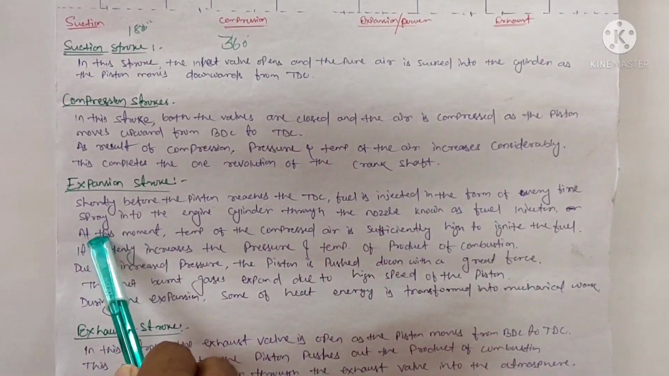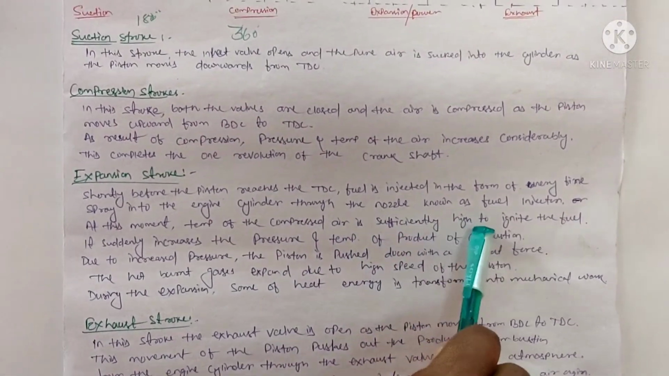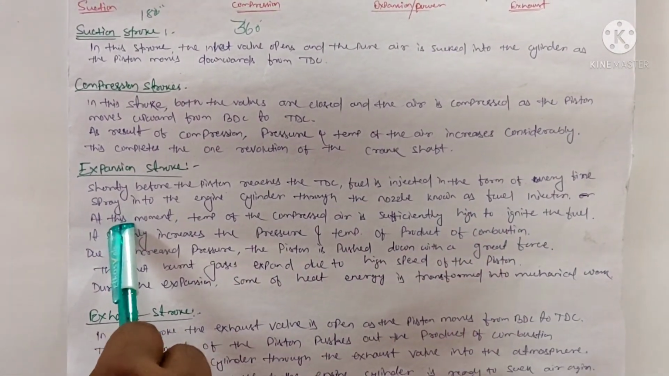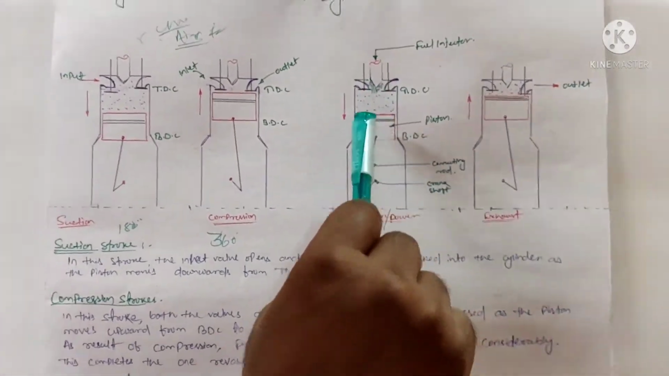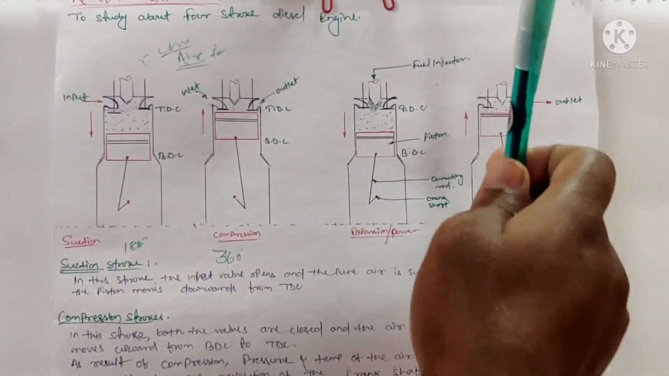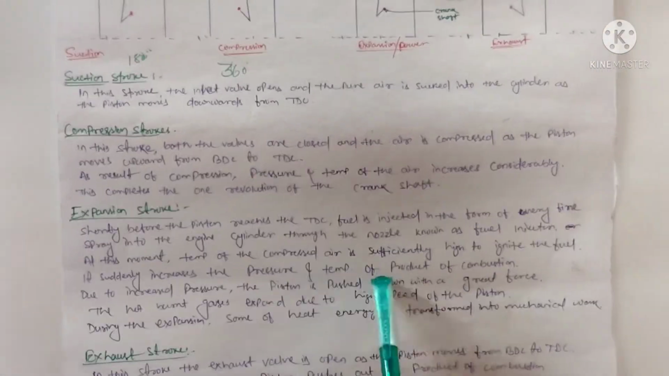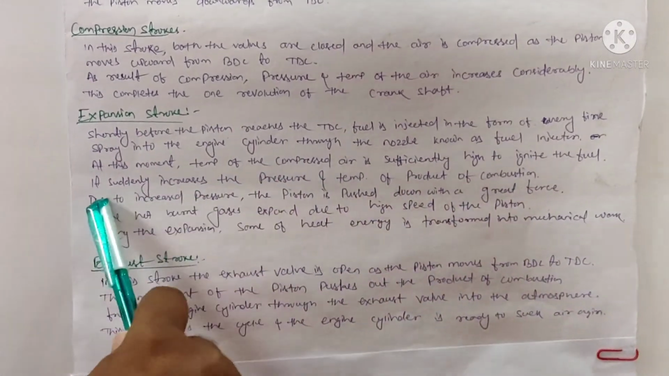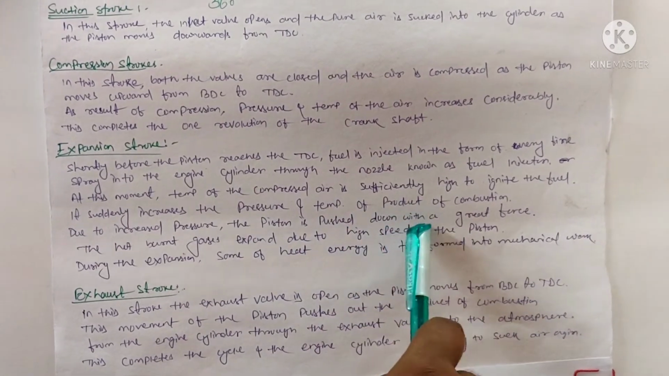Fuel injector. At this moment, the temperature of the compressed air is sufficiently high to ignite the fuel. The air present inside the engine cylinder is hot enough to catch fire and ignite the fuel. It suddenly increases the pressure and temperature of the products of combustion. Due to the increased pressure, the piston is pushed down with a great force.